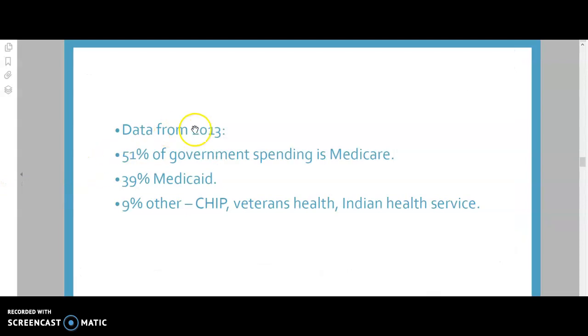And data from 2013 shows that even though we don't have national health insurance, we do have government health care programs that target certain sectors of the population. So of this government spending, about half of it goes towards Medicare, about 40% goes to Medicaid, and then the rest goes to other programs such as CHIP, Veterans Health, Indian Health Services, and other smaller items.